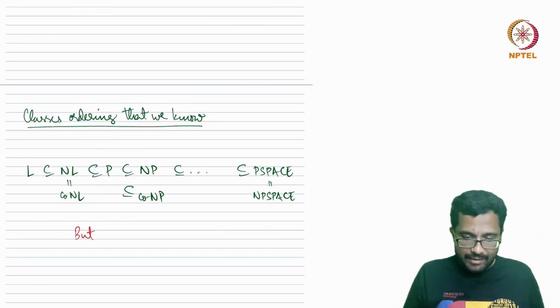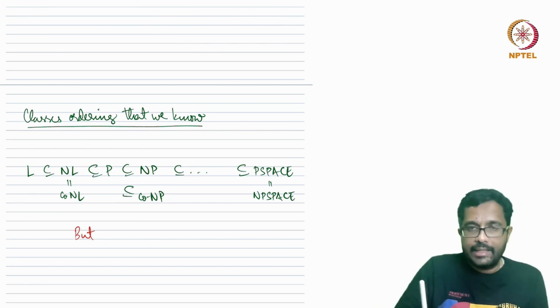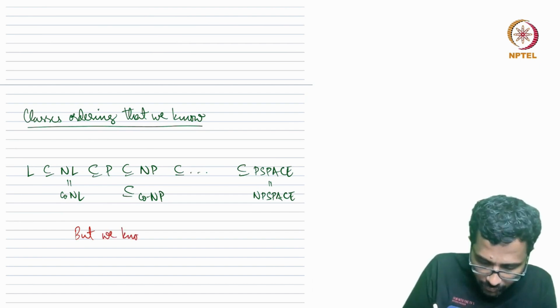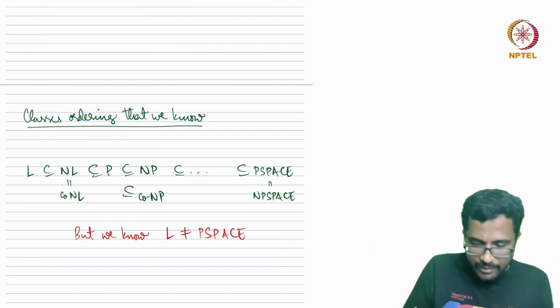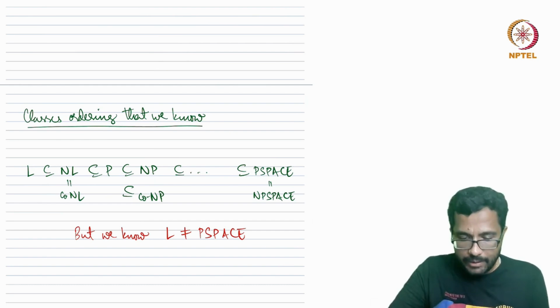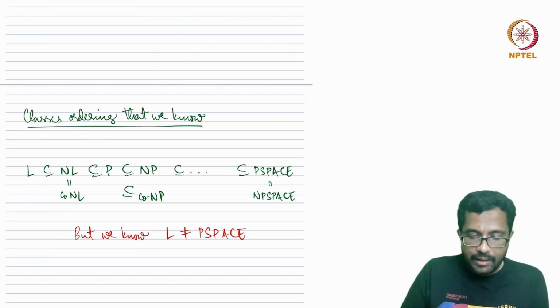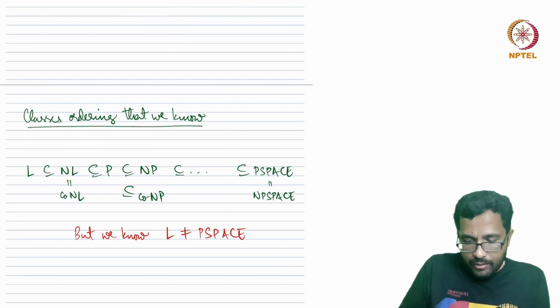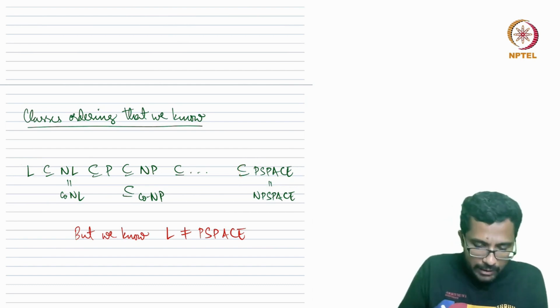Out of all these classes, there are some that I have listed to be equal: NL and co-NL, and PSPACE and NPSPACE. The only other thing that we know is that L is not equal to PSPACE, as I mentioned. Because of the space hierarchy theorem, L is not equal to PSPACE, meaning there are languages in PSPACE but not in L. So just think about it. You have a sequence of sets, this contained in this contained in this, and so on. But we know that the leftmost and the rightmost are different. So it cannot be that all of these are equal.